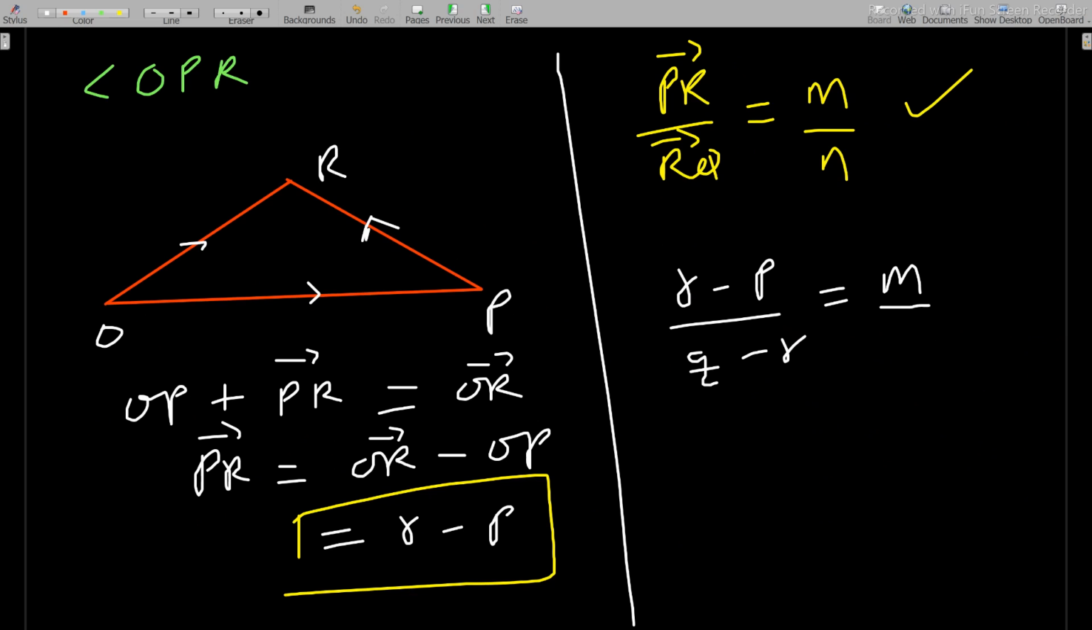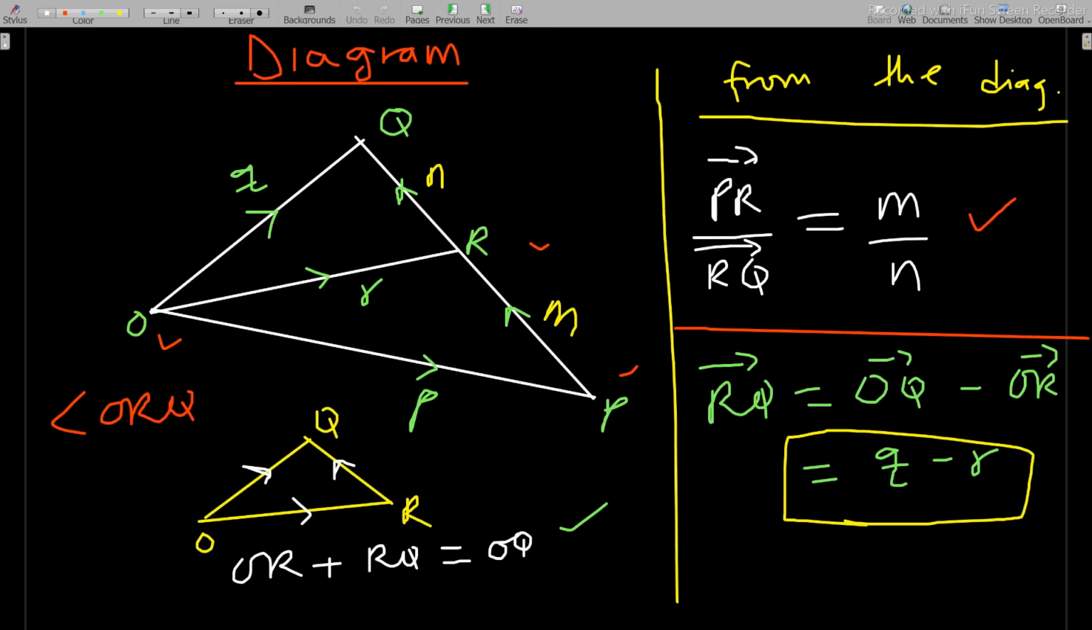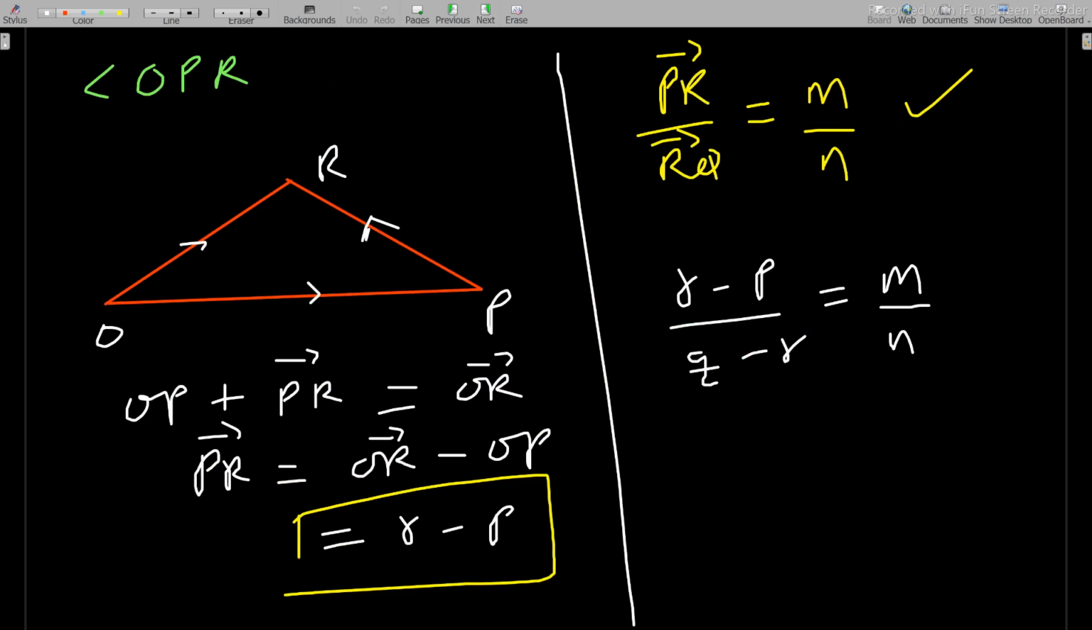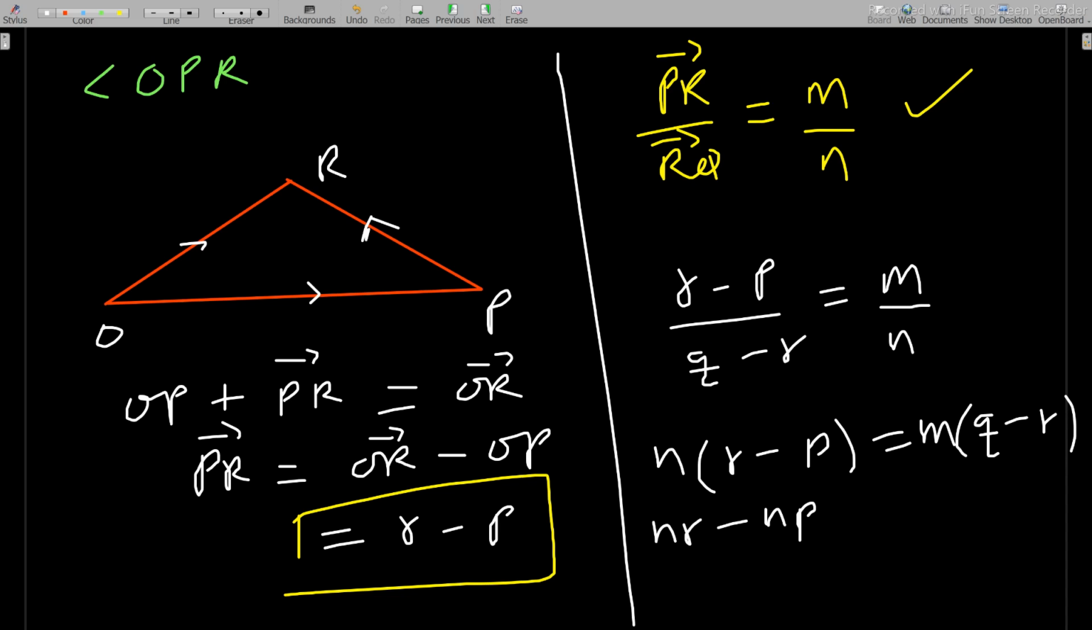Simply, what we want to do is find the third position vector that divides this. We want to find the formula for this, because OQ and OP will always be given. So we want to find OR, which gives us the small r. So I have n into bracket r minus p is equal to m into q minus r. Then nr minus np will be equal to mq minus mr.